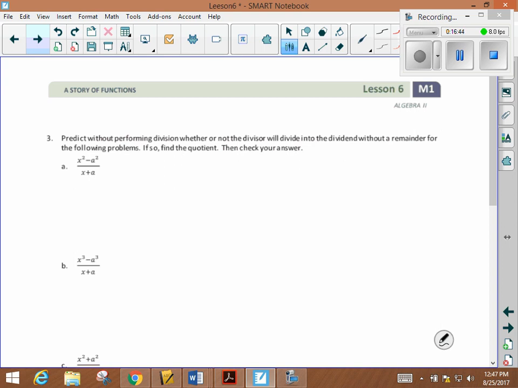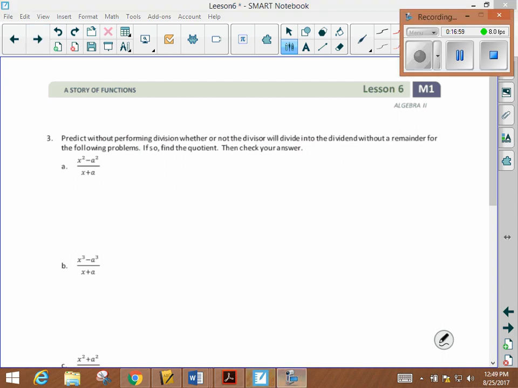All right, so now we're going to predict, without performing division, whether or not the divisor will divide into the dividend without a remainder for the following problems. If so, we're going to find what the quotient is. We're going to check our answer. Okay, so let's do this. If you're going to guess at this, you might see that what you have in your numerator is difference of squares. Right?